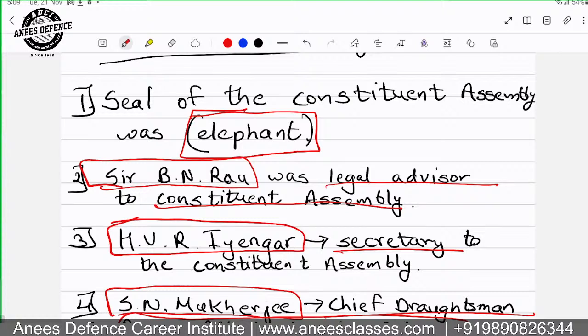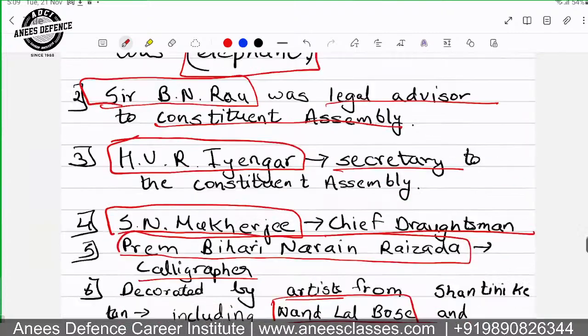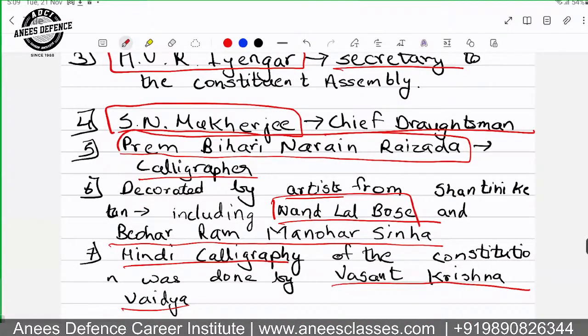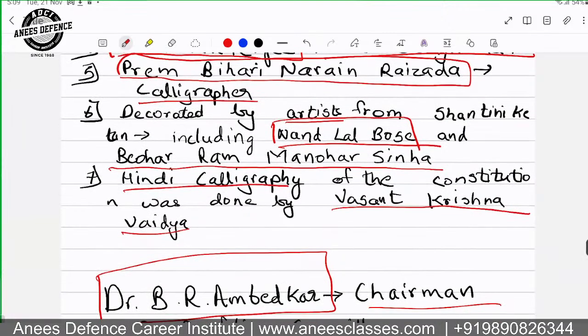Now, the next important fact was Sir B.N. Rao was the legal advisor to the Constituent Assembly. H.V.R. Iyengar was the Secretary of the Constituent Assembly, S.N. Mukherjee was the Chief Draftsman, and Shanti Niketan artists decorated the Constitution. Hindi calligraphy was done by Vasant Krishna Vaidya.